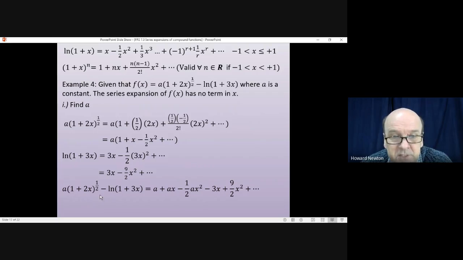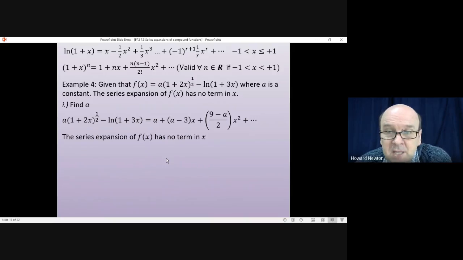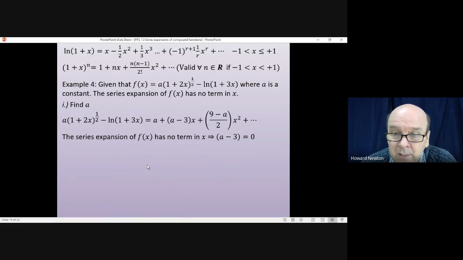Now, if I do the first thing, take away the second thing, which is what this function is, that will give me that. And that simplifies to a first term, a constant term of a. The term in x is a minus 3 times x, and the term in x squared is 9 minus a over 2 times by x squared. Now, that's what I just did. Coming to what the question tells us, which is that there is no term in x. Well, if there's no term in x, that means that a minus 3 must be equal to 0. And then I'll have 0x. And that means that a must equal 3.